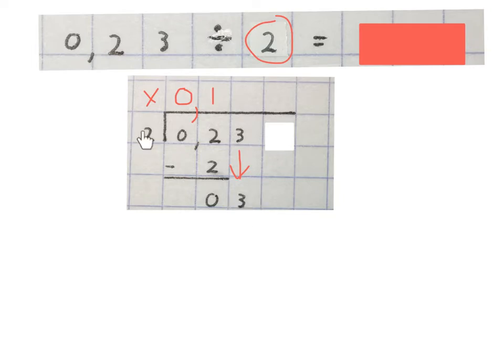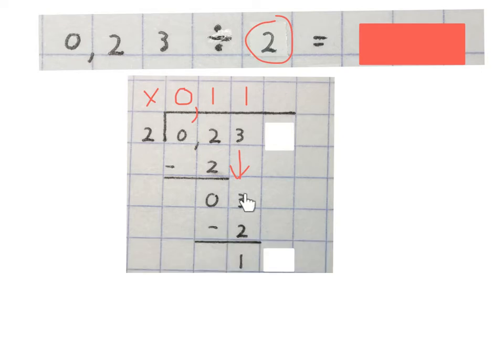Then we start again. 2 goes into 3 once. 1 times 2 gives us a 2, which we write underneath the 3. Then we minus the 2 from the 3. 3 minus 2 gives us 1. Now we have to bring down the next number, but there is no number here. And in decimals, you're allowed to put in extra noughts here, as many as you want. Because there is a number now, I can bring this number down. Then we have a 10 down here.